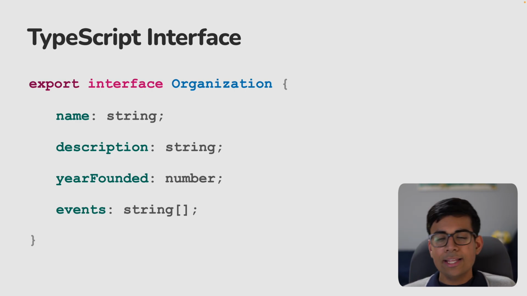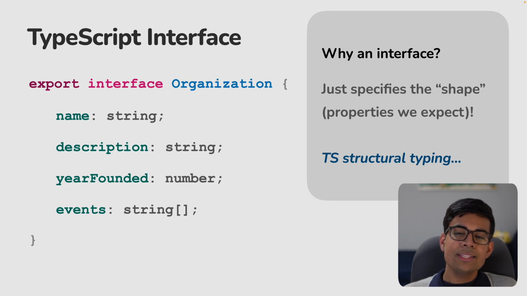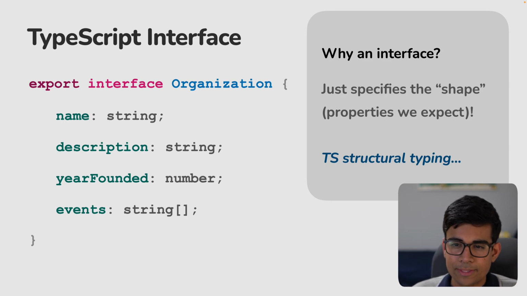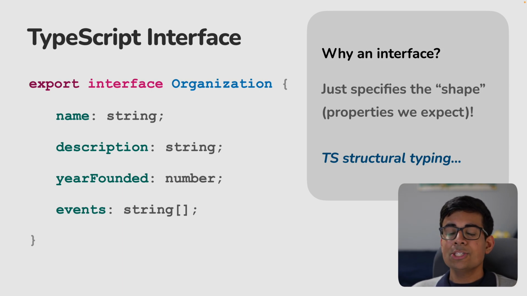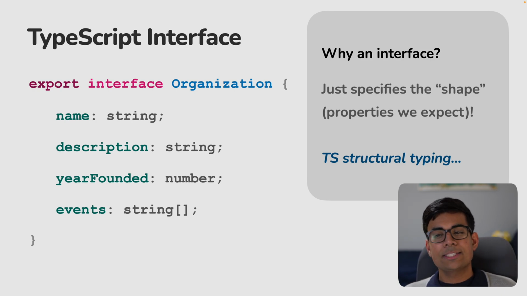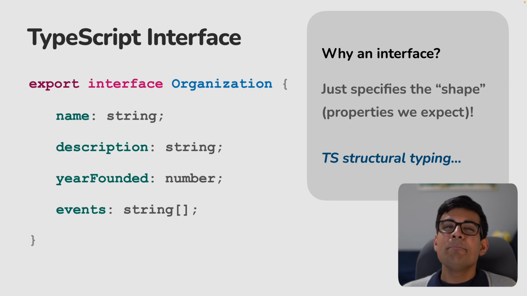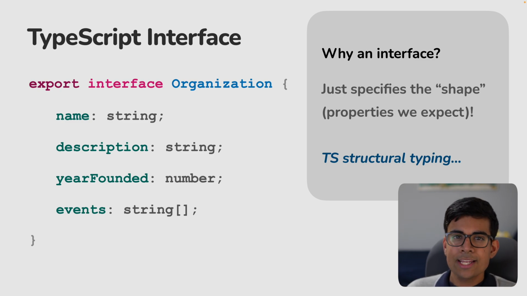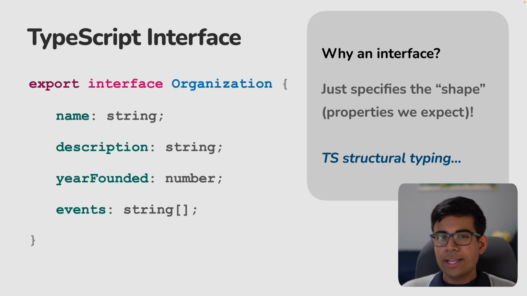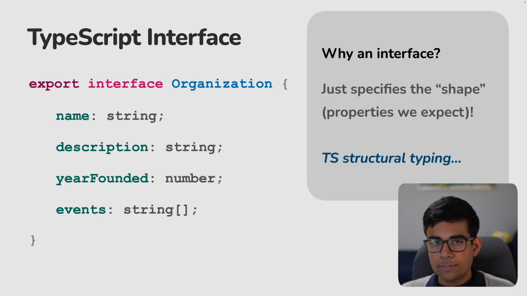The reason that we use interfaces over something like a class is that interfaces just specify the properties we expect. It just specifies the shape. If we were to create a TypeScript class, we would need many other things such as the constructor, maybe methods, etc. And in this case, all we're trying to do is model the type of data that we're going to be working with, which is organizations. We don't need a constructor. We don't need all of these fancy things.